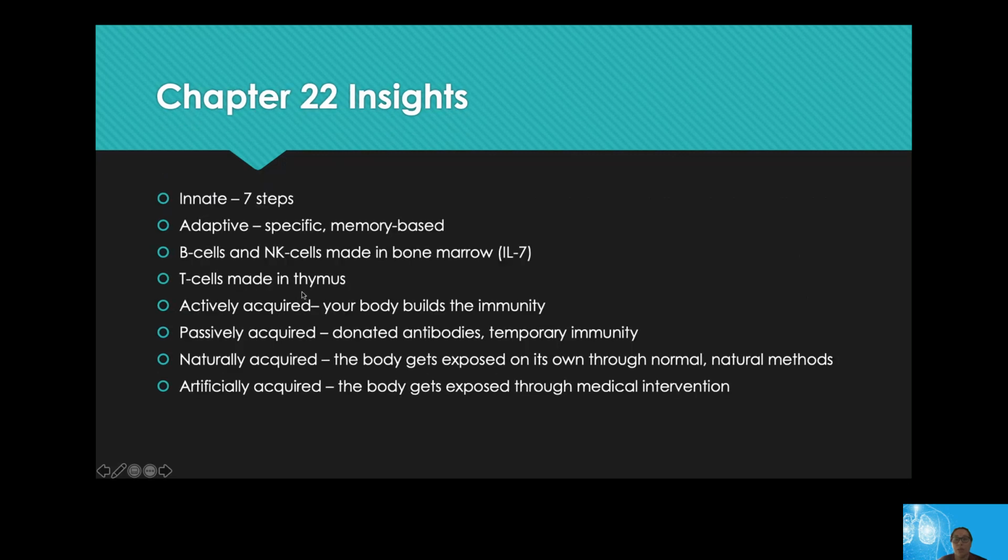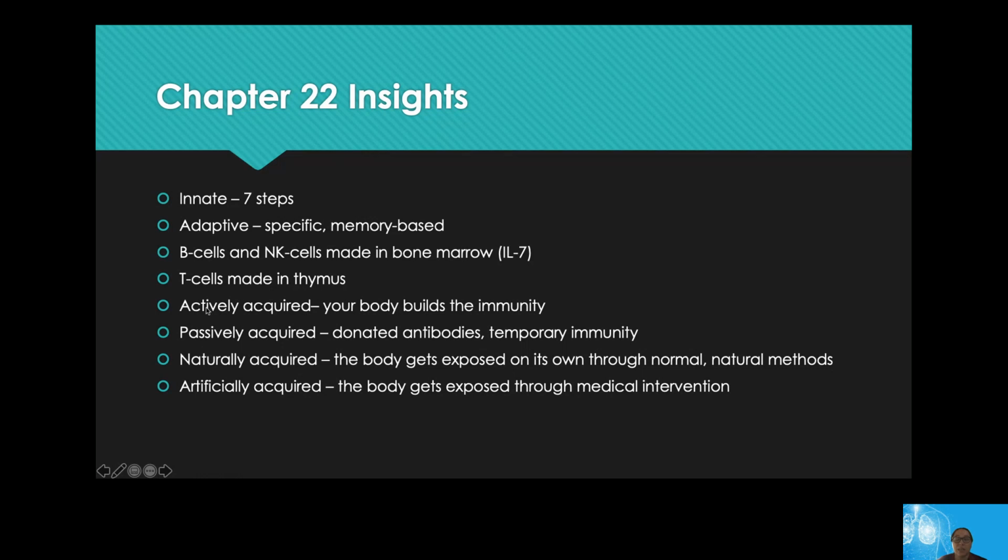As you recall, when we come into that, we learned that there are 7 individual steps to the innate immune system. The adaptive immune system has the characteristics of being specific and memory-based, and we'll go back and review how the adaptive immune system is achieved by the help of B cells and T cells. Both of them originate in the bone marrow, but B cells will go down one lineage, whereas T cells will migrate to the thymus. If interleukin 7, IL-7, is present, B cells and NK cells are produced in the bone marrow, and if interleukin 7 is not present, the T cells will be made.